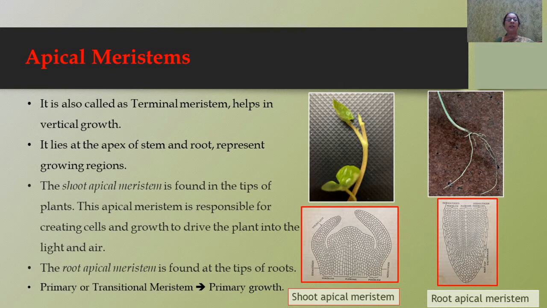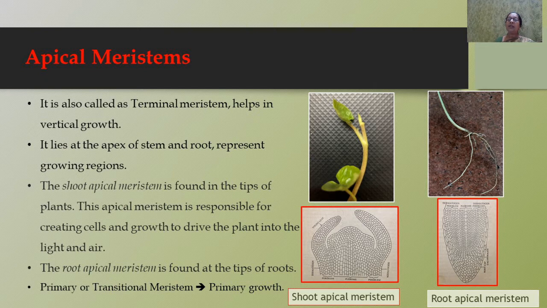Now we will discuss the apical meristem. It is also called the terminal meristem, which helps in vertical growth. When we say a particular plant has grown in size, we mean its growth is carried out when the height of that plant is increased. The height of that plant is increased only due to the activity of the apical meristem. So for the vertical growth of the plant body, the apical meristem is responsible.